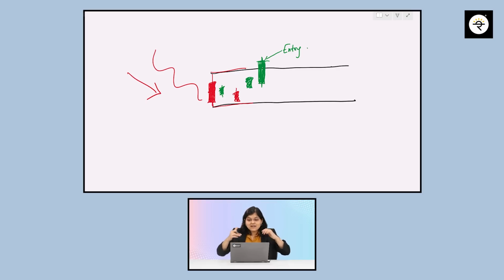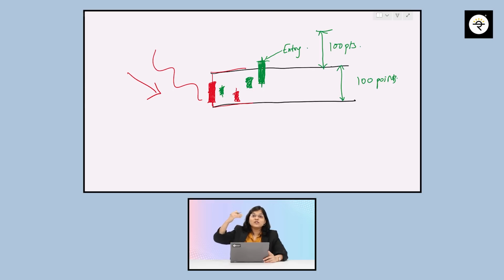Okay, what is the target to be set now? Target is that you have to understand what is this distance, what is this range. Assume this range is 100 points. If this range is 100 points, then ideally my target will be same 100 points from here. This is the minimum target. I'll show you some examples that if the inside bar goes as a valid one, we have seen 2x 3x also being reached here. So what does that mean? Ideal target price will be 100 points up, but there have been cases where we see 200 points, 300 points of rally also. But ideal is 100.